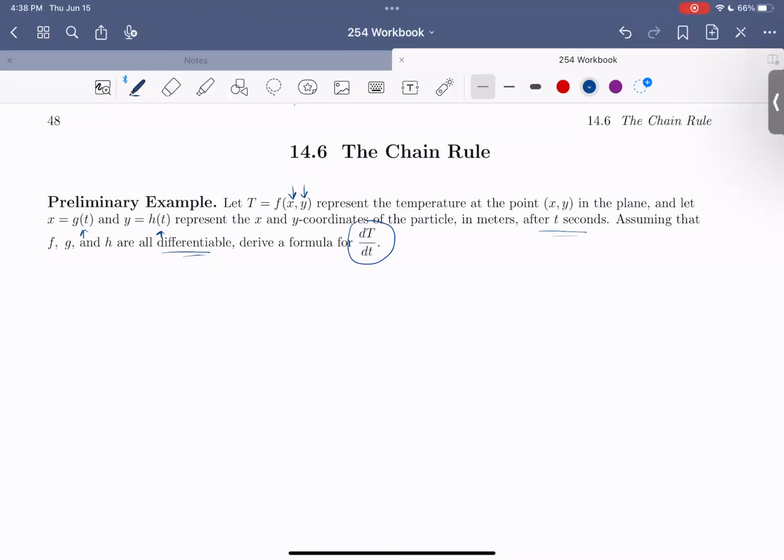Just to summarize the functions and the players that we have here, we have our function T. This is the function of temperature, but it's a function of x and y. But then we have two other functions, x and y, and these are both functions of time, or t.